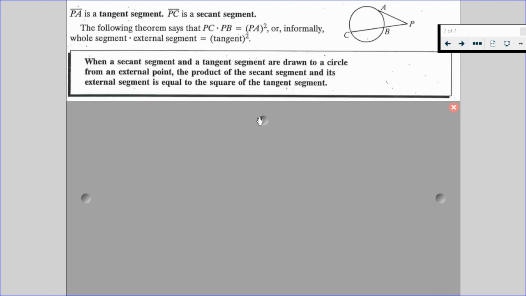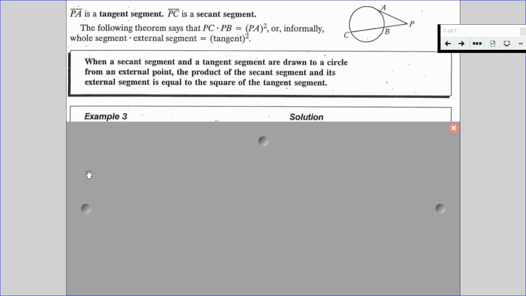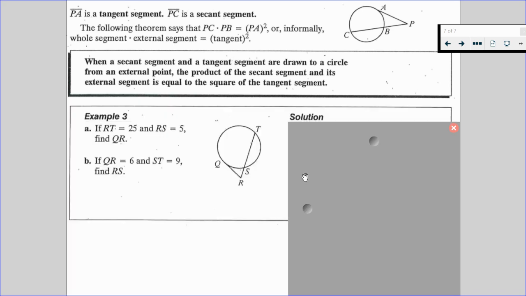When a secant segment and a tangent segment are drawn to a circle from an external point, the product of the secant segment and its external segment is equal to the square of the tangent segment. And in example number 3, we see two pieces of that. So for part A, if the length of RT is equal to 25 and the length of RS is equal to 5, we want to find the length of QR.